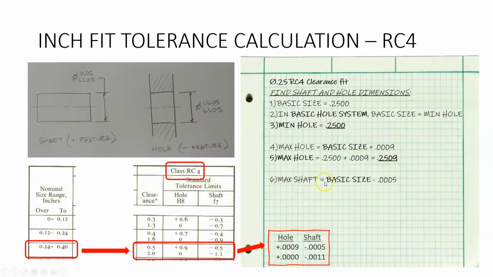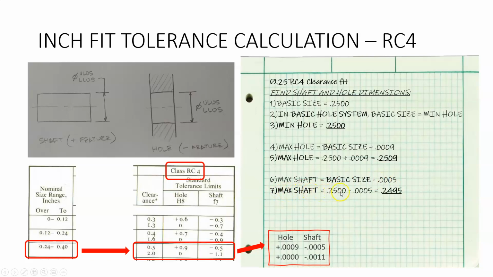Now moving on, the maximum shaft is equal to the basic size minus 0.0005. Again, where did I get that from? Right down here, shaft minus 0.0005. Now, if you're wondering, well, how did I know whether this was the maximum shaft or the minimum shaft? To be honest, it doesn't really matter. If you make a mistake and make this the minimum shaft, the number is still going to be the same, but it's going to be larger than the maximum shaft, and so then you'll know, whoops, the max can't be less than the min.